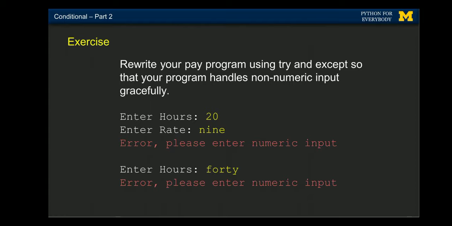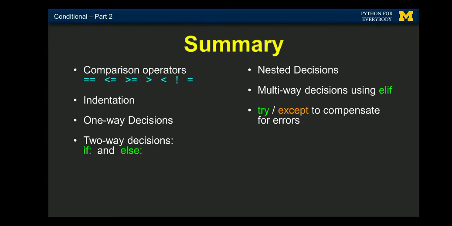In the summary, we have discussed comparison operators, which are greater than, equal to, less than, not equal to, and equal to. There is another property of Python, which is indentation, which is most important for using for loops as well as if statements. There are one-way conditions, two-way conditions, where we step by step nest conditions in a two-way, and multi-way decisions using if, elif.